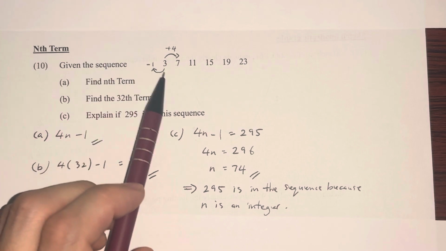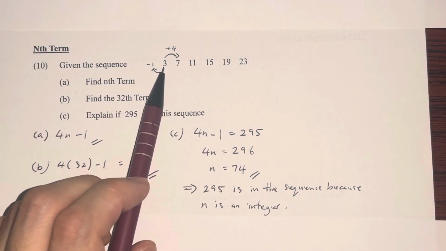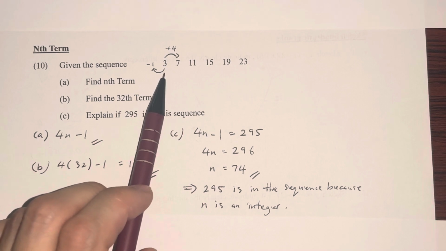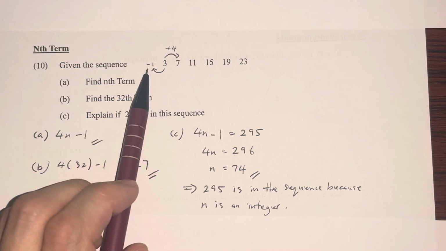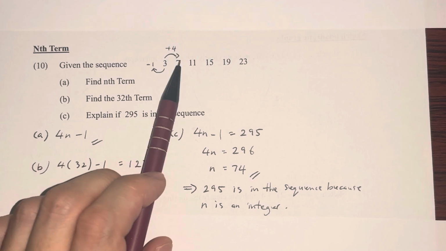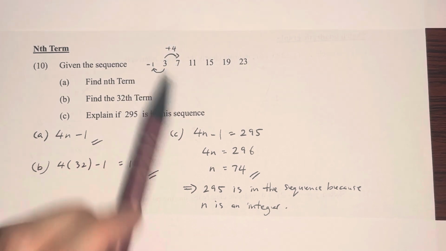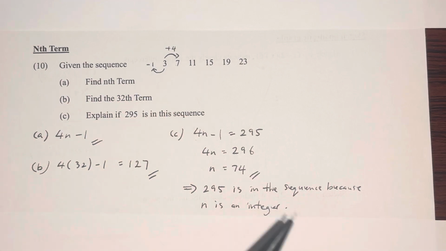And then what I do is I also calculate the number before the first number. So 3 is the first number. I'm going to calculate the one number in front. So if to the right side is plus 4, to the left must be minus 4, right? So the number is minus 1. So with these two numbers, I immediately get the answer.